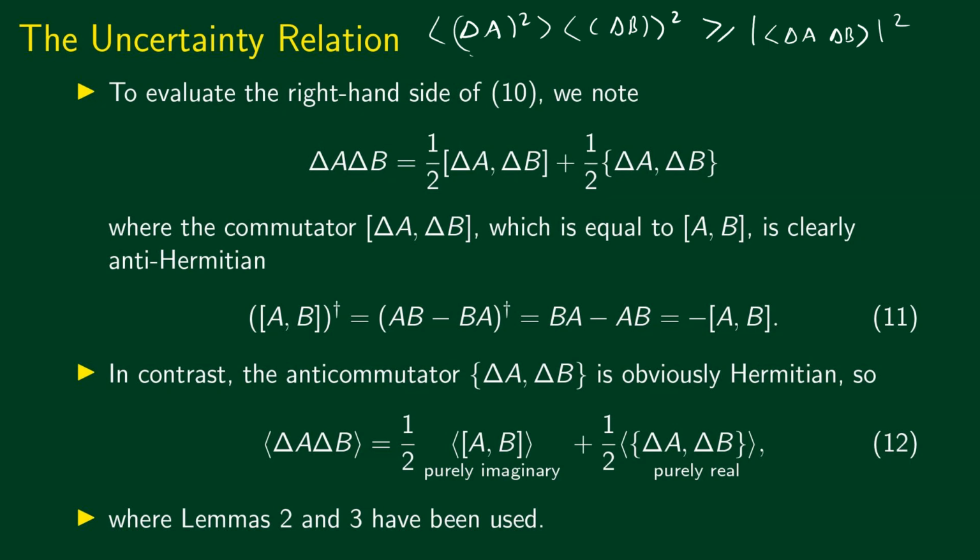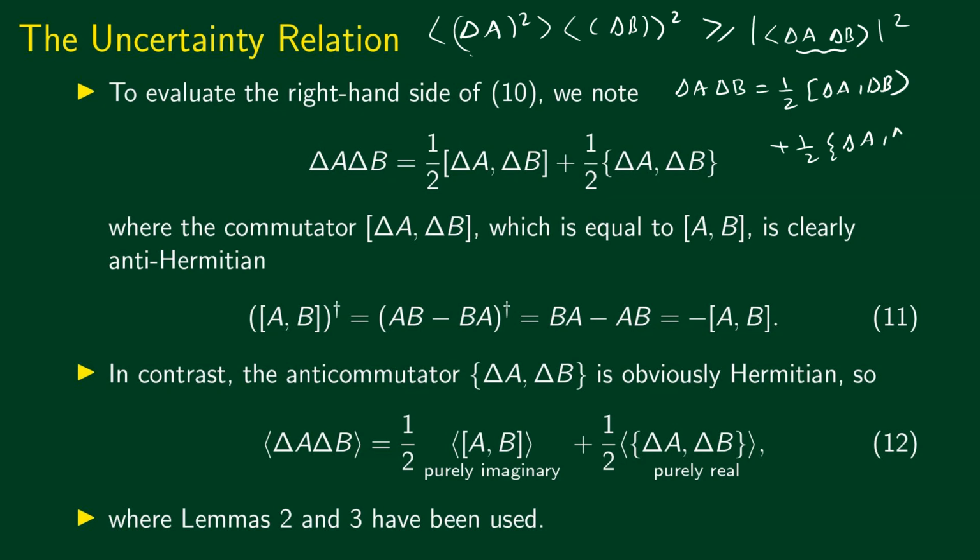Now on the right hand side, the product of these operators, delta A delta B, can be written in this form. If I have the product of two operators, this is true for any operator, it can be written as half the commutator of delta A with delta B, plus half the anti-commutator of delta A with delta B.